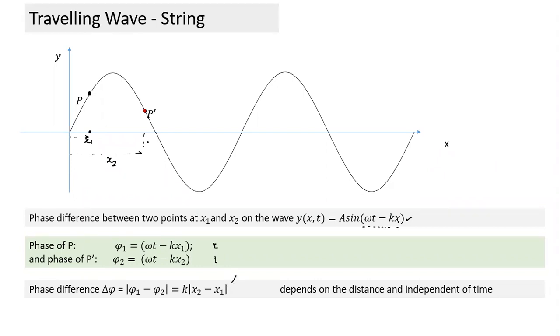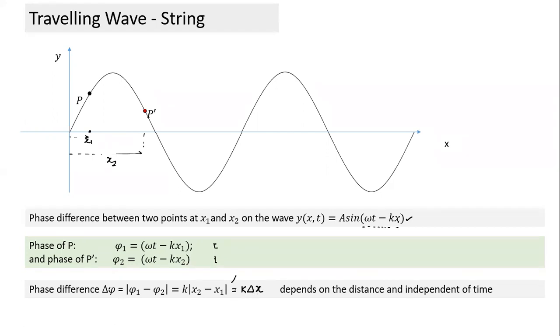So if I find some phase difference at a particular time, at any later time the phase difference will also remain constant. It depends only on the distance between the 2 points and is independent of time. And what is the phase difference between 2 points? k into x2 minus x1. It can also be written as k into delta x. So any 2 points separated by equal distance will have the same phase difference.